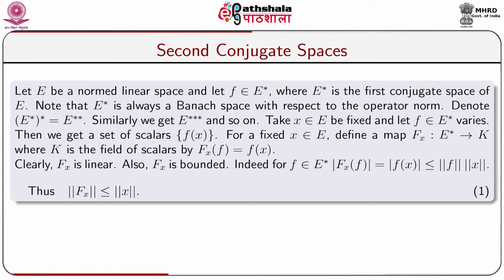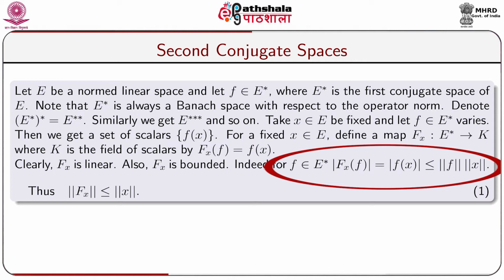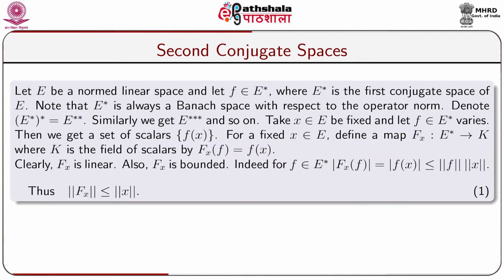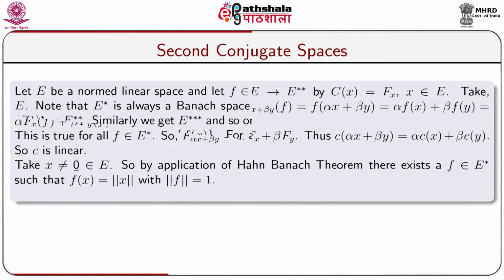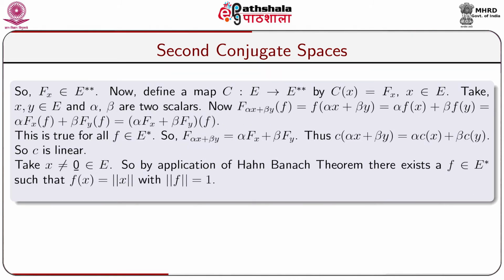Let us take f belonging to E star. Now, modulus of F x of f equal to mod f of x. As f belongs to E star, f is a bounded linear functional. So, we can apply: modulus of f of x is less than or equal to norm f into norm x. Thus, norm of F x is less than or equal to norm x. So, F x belongs to E double star.